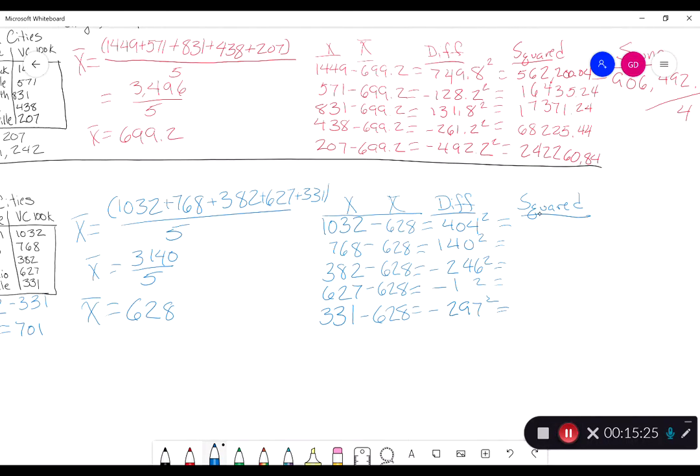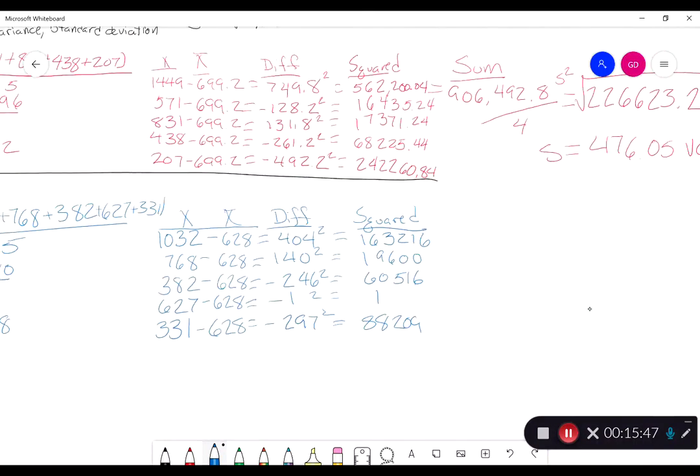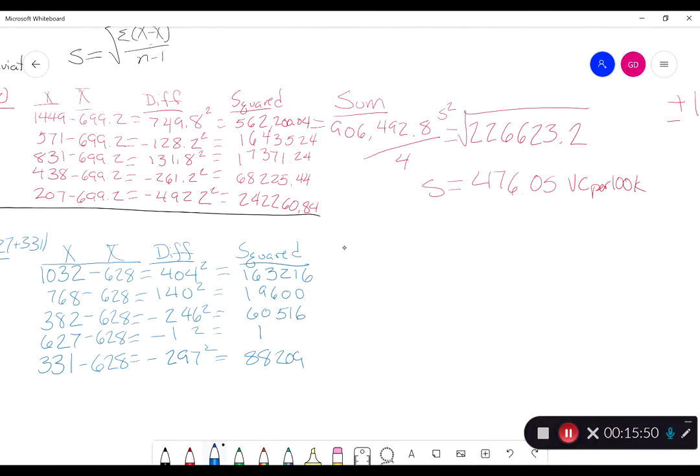And here we get, at the top, 163,216, 19,600, 60,516, 1, then 88,209. After you've squared each value, similar to how we did in Arkansas, we're going to sum these values, so just add them all together, and that's when we get 331,542.